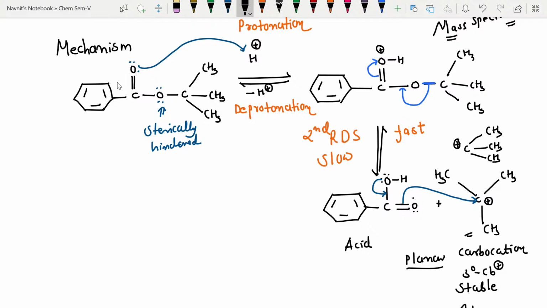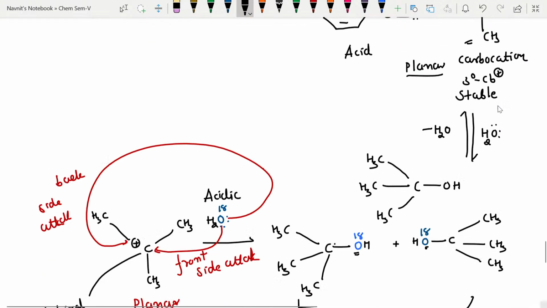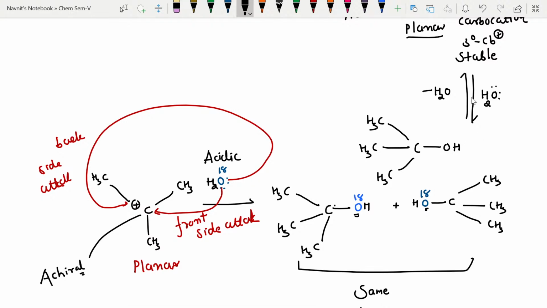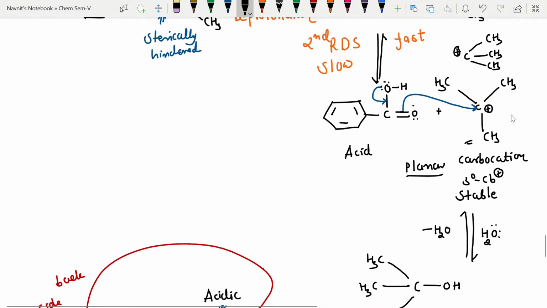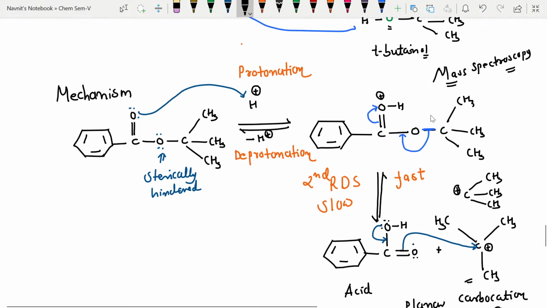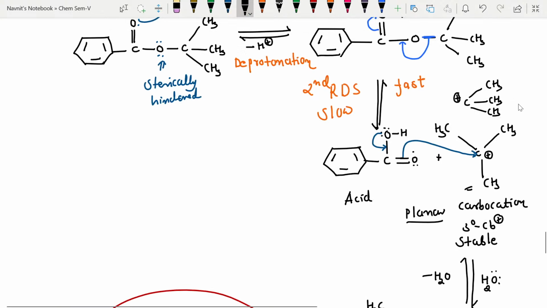Again in esterification, the second step will be the slow step and the rate determining step. And in the rate determining step, only one species is involved. That's why esterification is also a unimolecular reaction. What happened in the first step? The alcohol first gets protonated, a water molecule is eliminated, and it gives the tertiary butyl cation. Then the acid attacks this carbocation, forming the protonated ester. Then deprotonation gives the ester. So the reverse reaction is esterification.